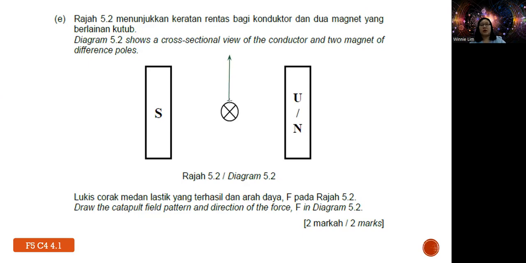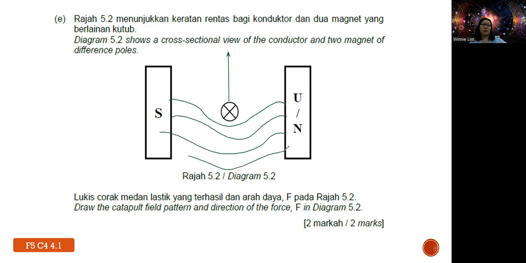Now, based on the concept of this catapult field, why does the force or the wire, the conductor, move upward? It is basically an uneven magnetic field, where this field goes from the strongest field to the weakest field. Hence, the bottom one should have more lines, but the top one you just need to draw at least one or two. Then north to south, this arrowhead. So this is what we call catapult field.